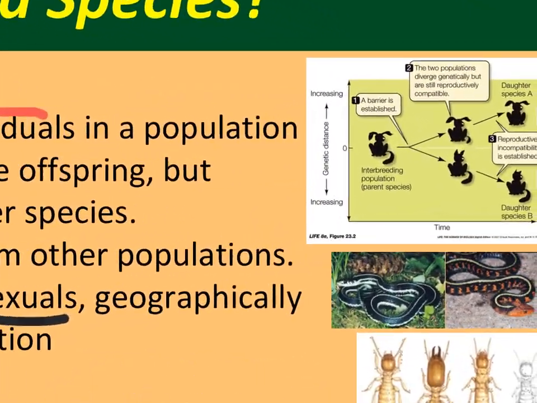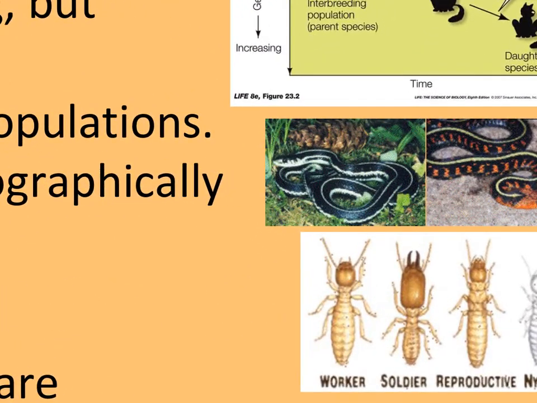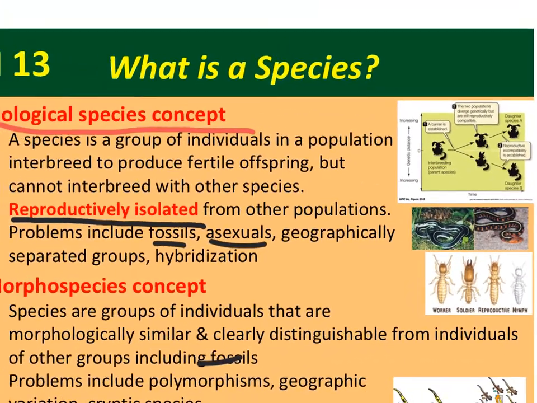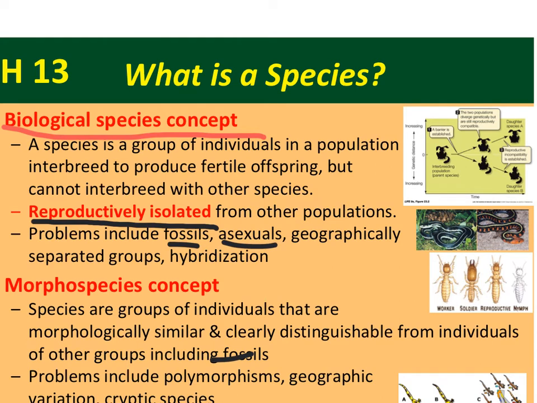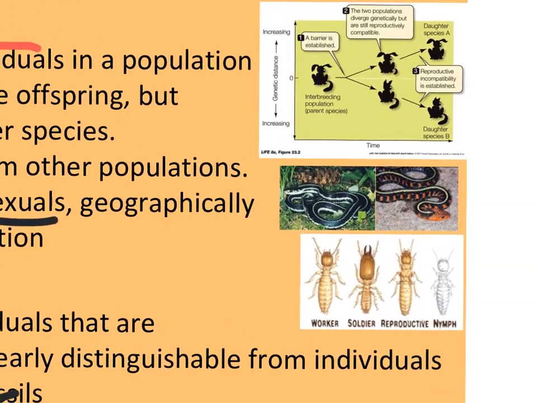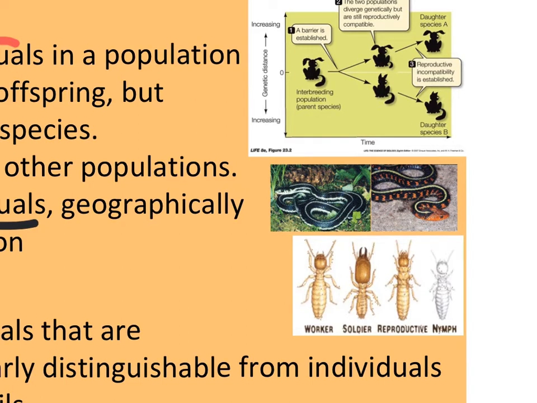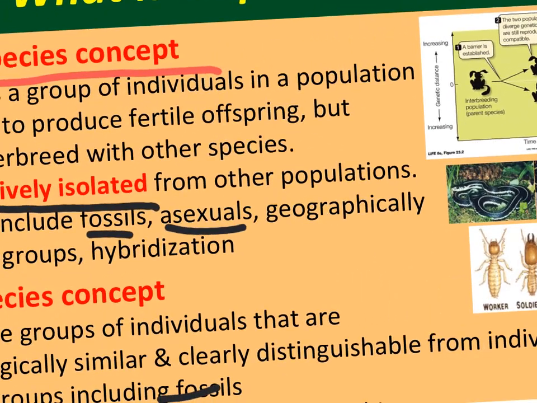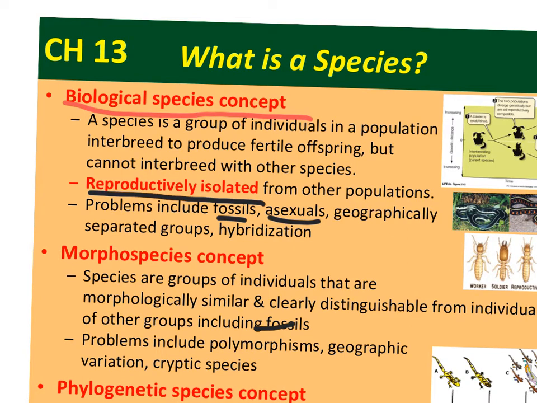Okay, so for example, these are different species of garter snake. Are they reproductively isolated from each other? Oh, these are termites, all of the same species, and yet they look a lot different. We have a worker, we have a soldier, we have a queen, a reproductive, and we have a nymph. Okay? And yet they're all considered the same species. In fact, in some species, it really wasn't recognized for a long time that these different castes were the same species.